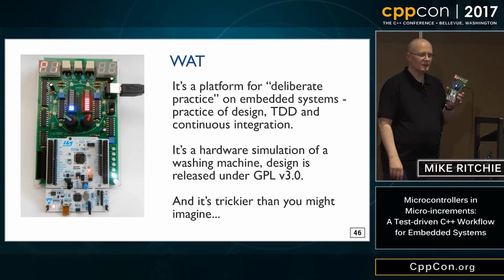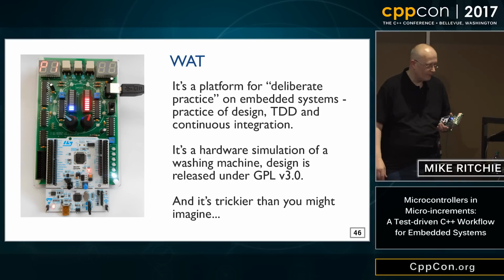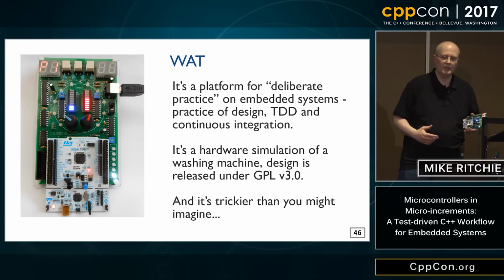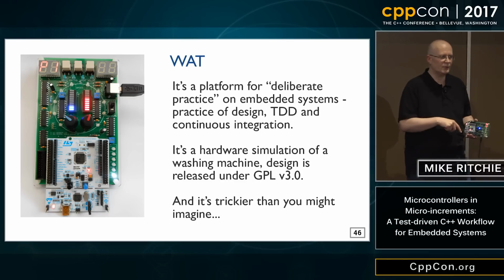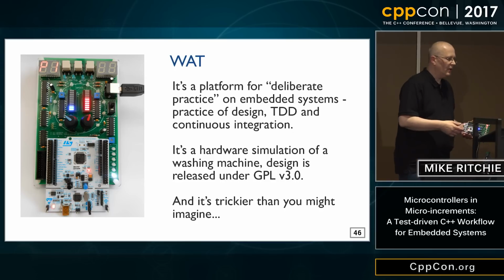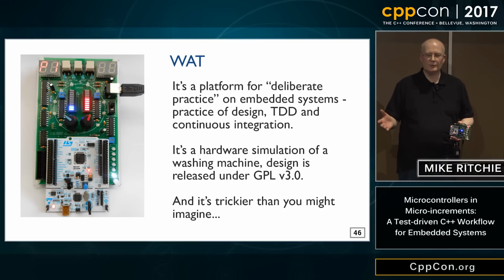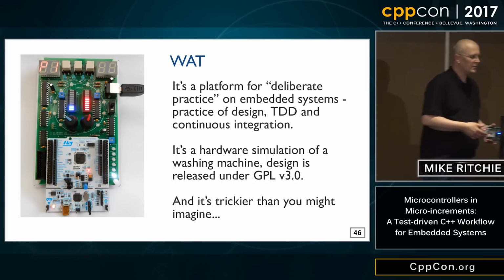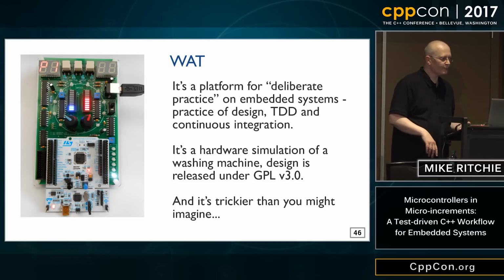It's the washing machine. I know you can't all see that. It's kind of awkward, so I've got it up on the screen here as well. This is a design that I've created to help people practice test-driven development and CI. Understandably, if you're working on safety-critical systems, you're going to feel a little nervous about randomly experimenting with new design approaches and new test approaches. So it's good to have a safe sandbox to do that in, and that's what this is for.